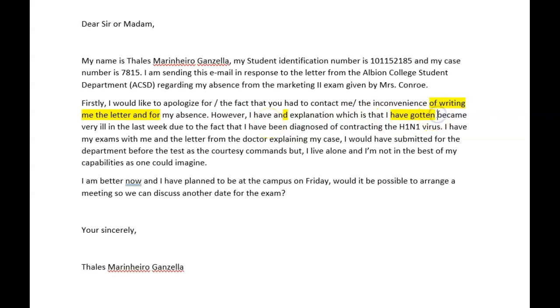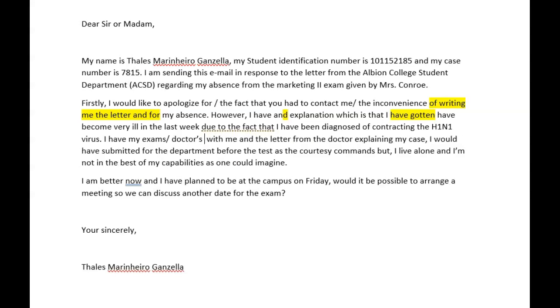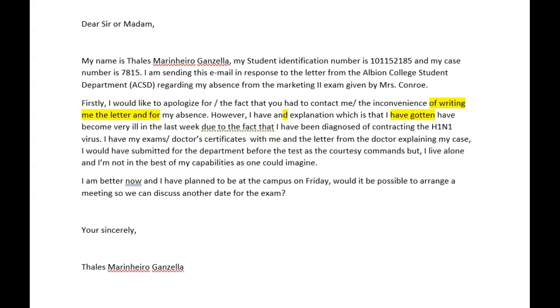Okay. Or I have become. If you are not better, you need to use the present perfect. I have become very ill in the last week due to the fact I've been diagnosed with HIV. Oh dear. Or if you're better, it's I became, past simple. Okay. I have my doctor's statement or certificates with me, and a letter from the doctor explaining my case.